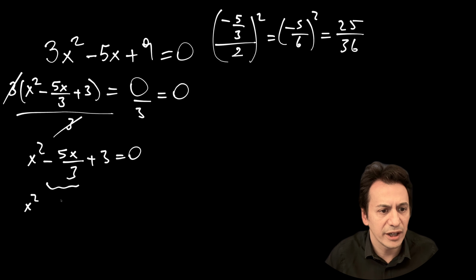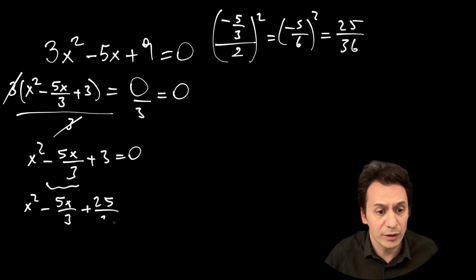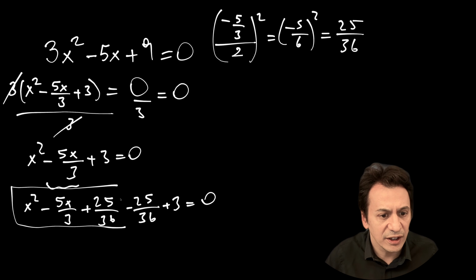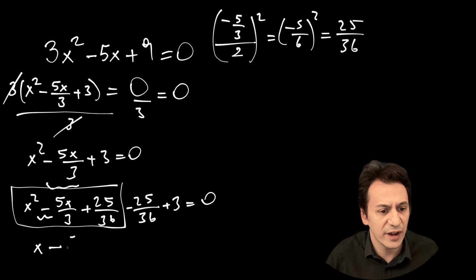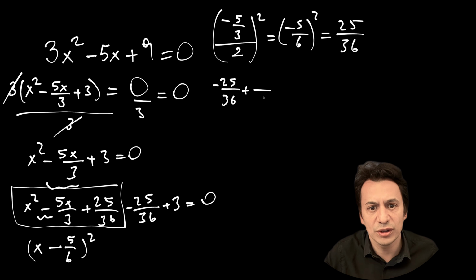x squared minus 5x over 3. I add what I found. I also need to subtract it in order not to change the equation. Plus 3 equals 0. Now, this part is the perfect square part, which is x minus 5 over 6 squared. Okay, let's do this operation. Minus 25 over 36 plus. Well, this 3 has this hidden denominator, so I expand it by 36.